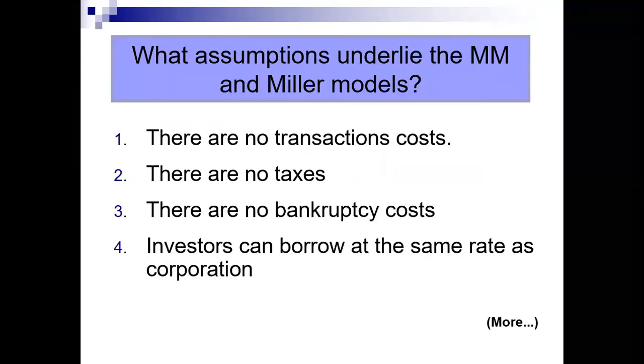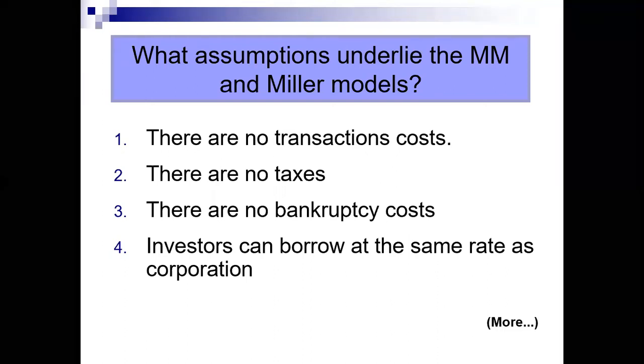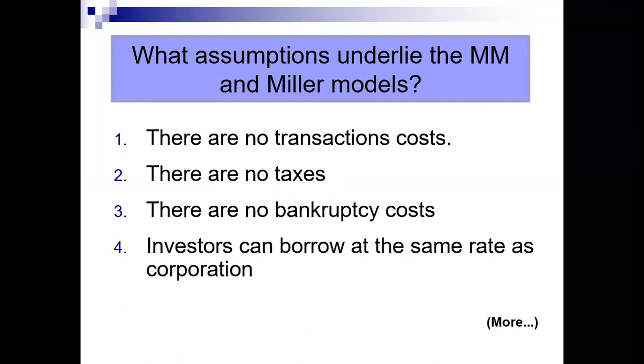Basically, there are no transaction costs because there is no tax payment. There are no bankruptcy costs because they don't believe in debt. In proposition 1, there is no debt incurred. Investors can borrow at the same rate as corporations because the market is efficient, so everybody knows when the rate is high and when the rate is low. Therefore, investors will borrow at the lower rate, the same as corporations.